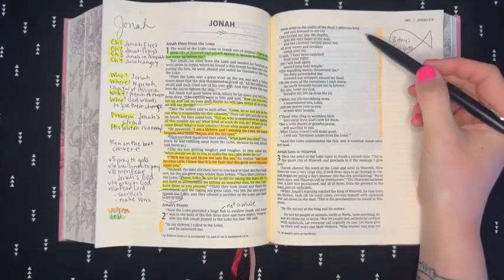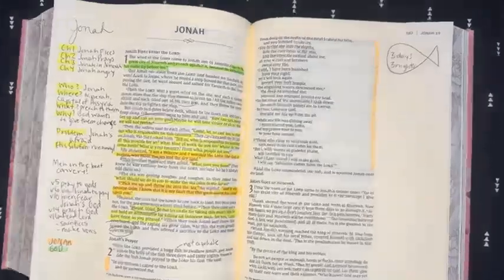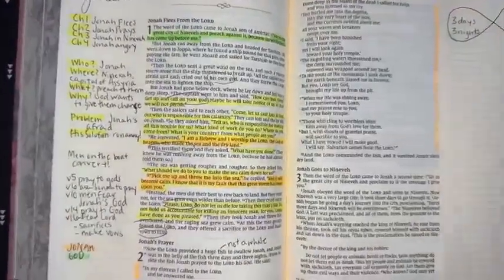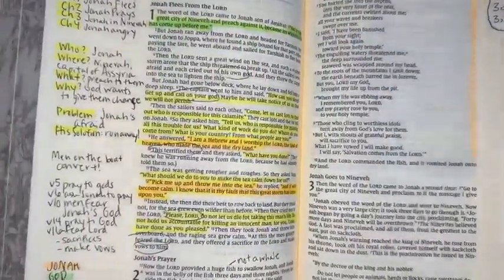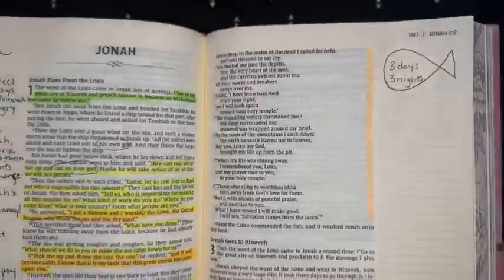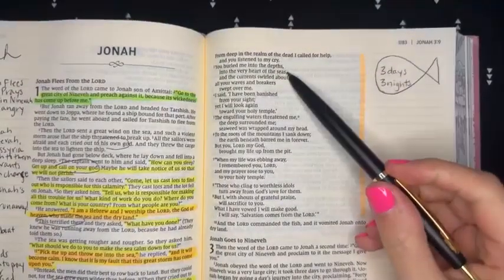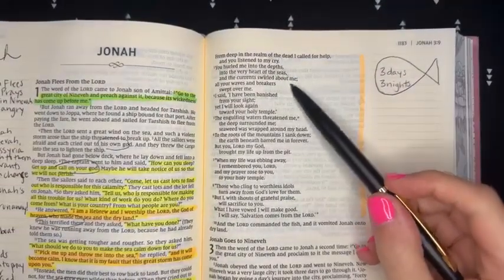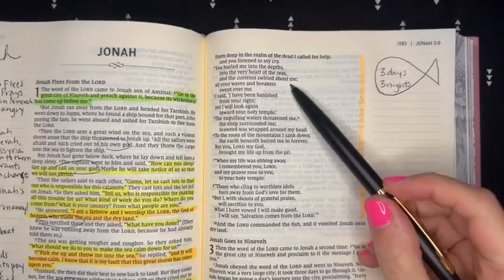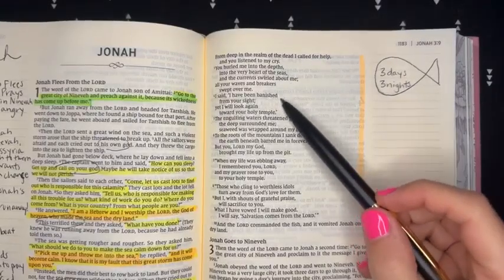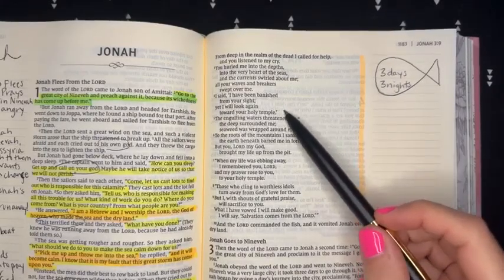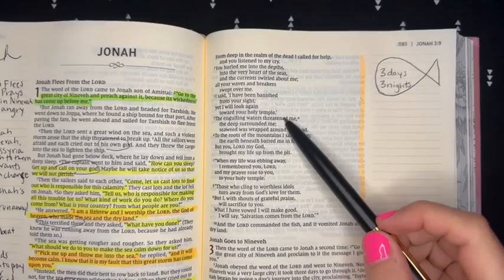From deep in the realm of the dead, I called for help, and you listened to my cry. You hurled me, just so you could see this. You hurled me into the depths, into the very heart of the seas, and the currents swirled about me. All your waves and breakers swept over me. I said, I have been banished from your sight, yet I will look again toward your holy temple.